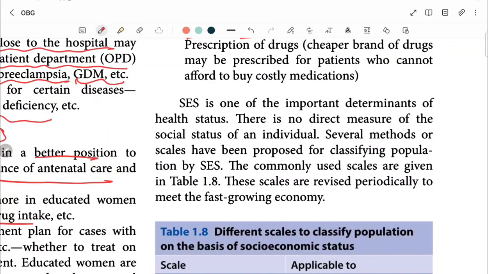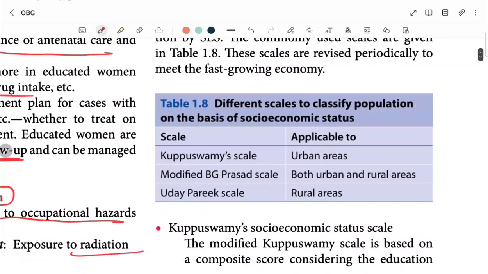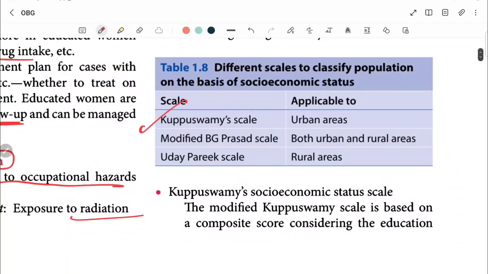There is no direct measure of the social status of an individual. Several methods or scales have been proposed for classifying population by the socioeconomic status. So let's look at the common scales. You have the Kuppuswamy scale used in urban areas, the modified B.G. Prasad scale used in both urban and rural areas, and the Udai Pareek scale for rural areas. Okay, urban Kuppuswamy, rural Udai Pareek, but the modified B.G. Prasad scale is used for both urban as well as rural areas.